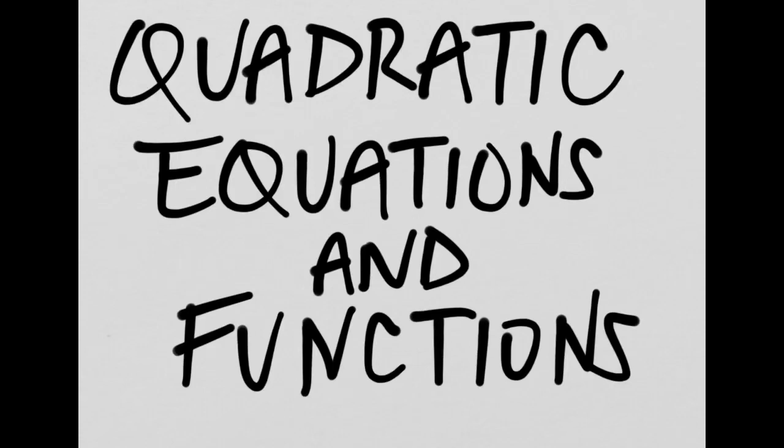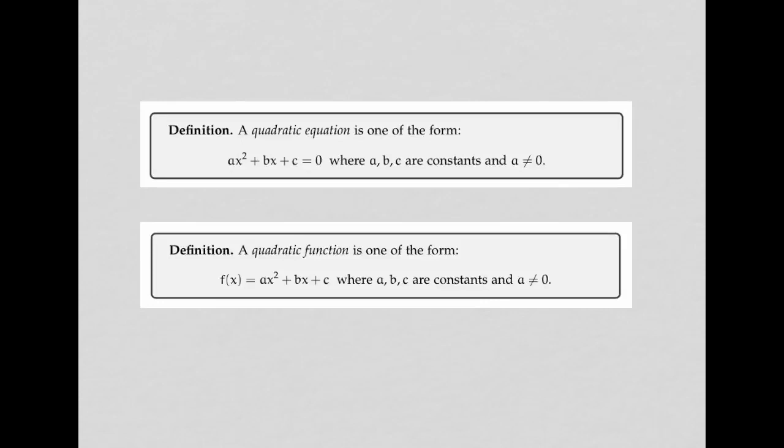This video is about quadratic equations and quadratic functions. A quadratic equation is an equation of the form ax squared plus bx plus c equals 0, where a, b, and c are constants and a is not equal to 0. A quadratic function, on the other hand, is a function of the form f of x equals ax squared plus bx plus c, where a, b, and c are constants and a is not equal to 0.